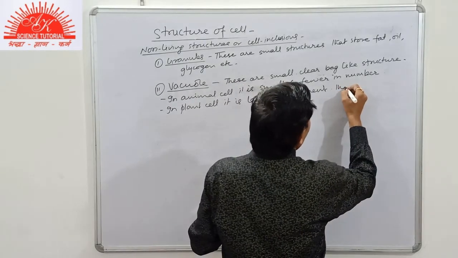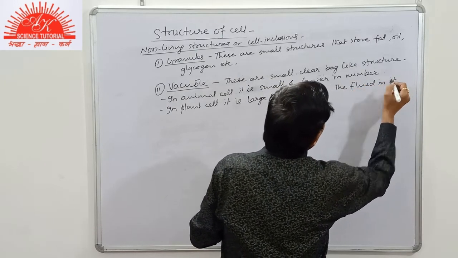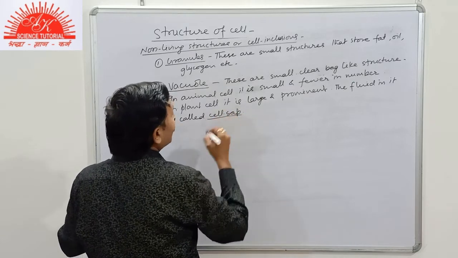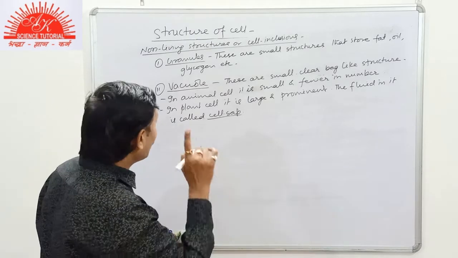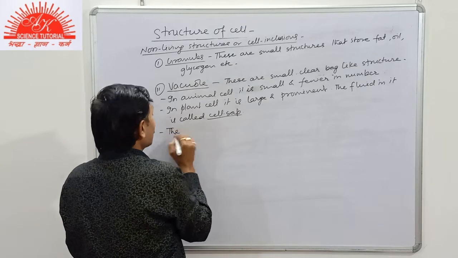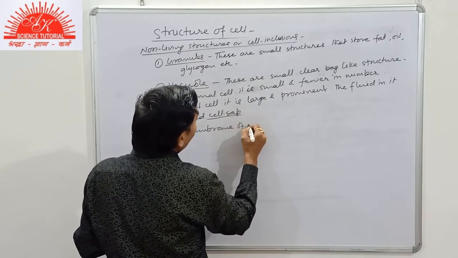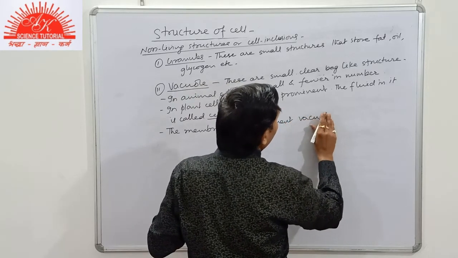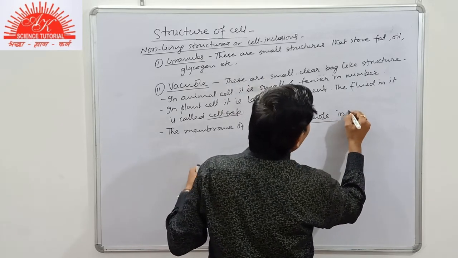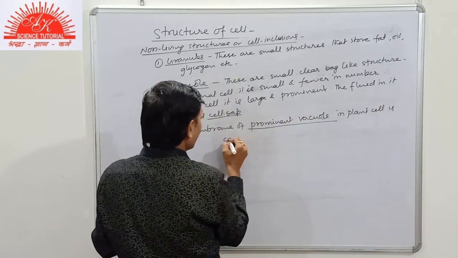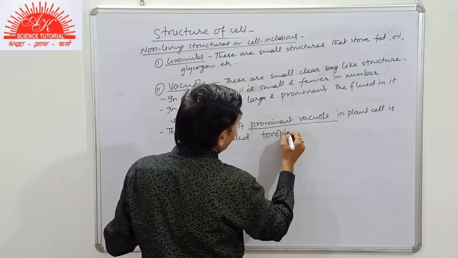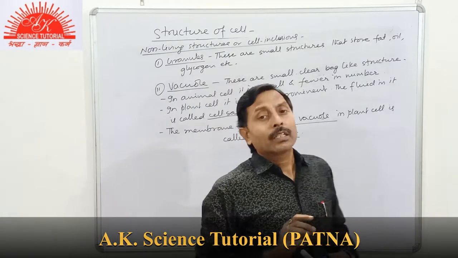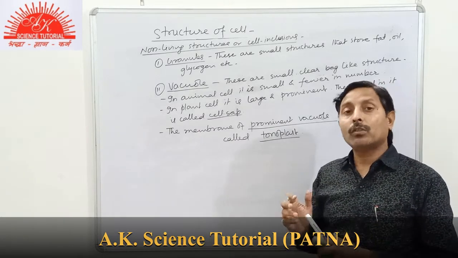Now the fluid in it is called cell sap, which consists of the watery fluid containing the dissolved substances in it. One more thing, student. The membrane of the prominent vacuole in plant cell is called tonoplast. So wherever there will be some technical term, you must underline it, you must remember it, recall it, such that you can answer the different topics or questions related to it. Clear, student?